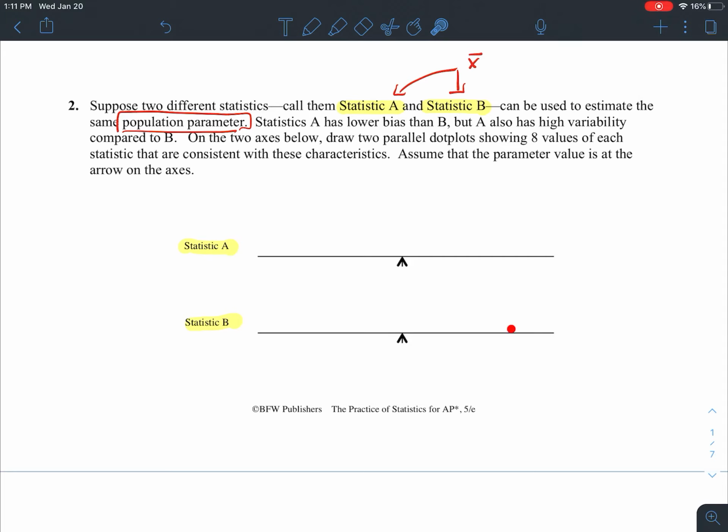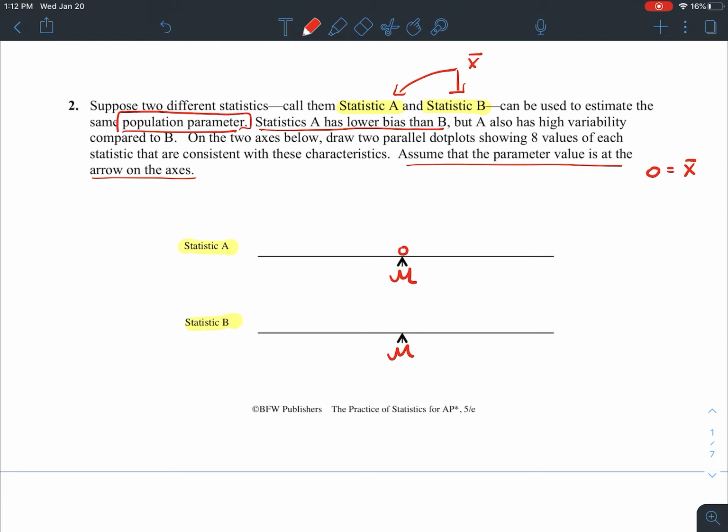So they want us to draw two parallel dot plots, two different kind of beginnings of sampling distributions here, showing 8 dots, 8 values for each statistic that would be consistent with this description. So keep in mind, each dot that I'm drawing represents technically an X bar, a sample mean. The first thing is that statistic A has lower bias than B. So we are to assume that the true value of the population mean is right where that arrow is. That's where mu is actually located.